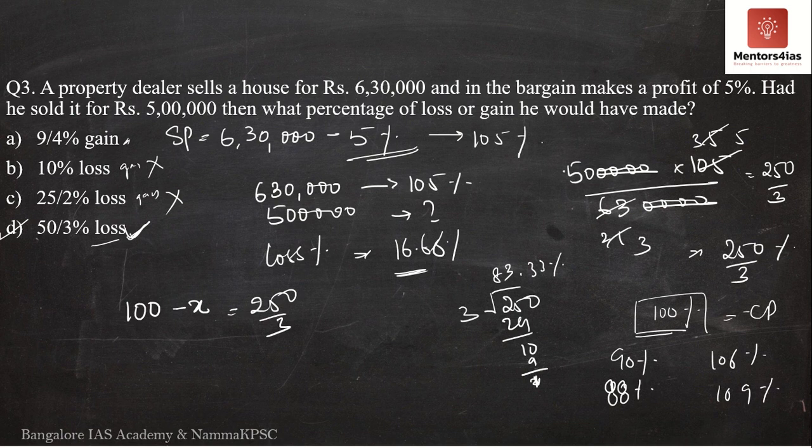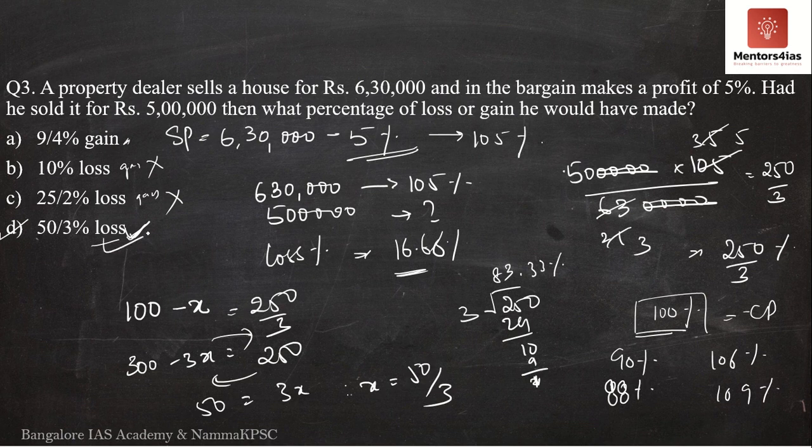But what do we want? We want the loss percentage itself, not the selling price in terms of percentage. So how do we determine what x is? I take 3 to the left hand side. We have 300 minus 3x is equal to 250. I take 3x to the right hand side and 250 to the other side. 300 minus 250 is 50 is equal to 3x. Therefore, x is nothing but 50 by 3. Therefore, again, the correct option is option D. The correct answer is 50 by 3%, which is a loss.